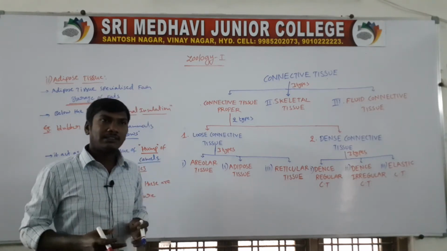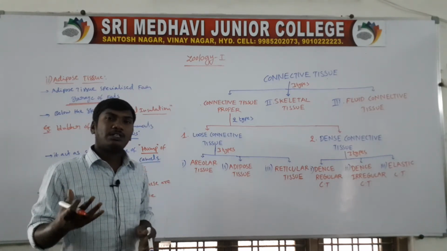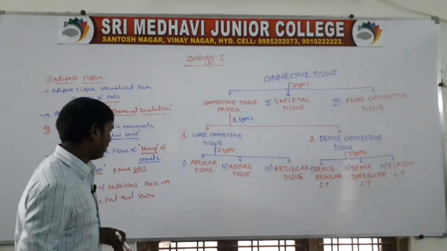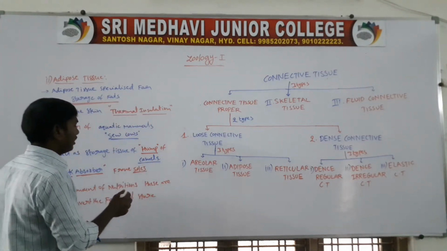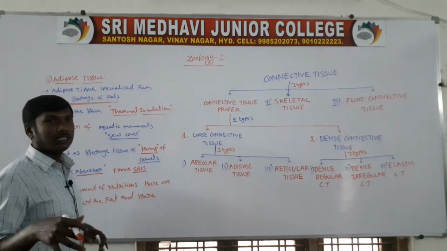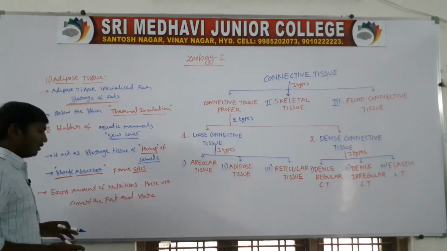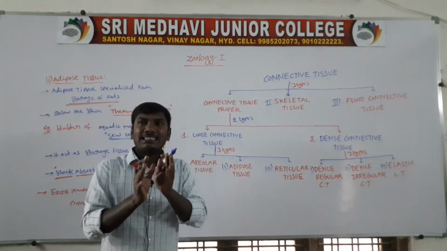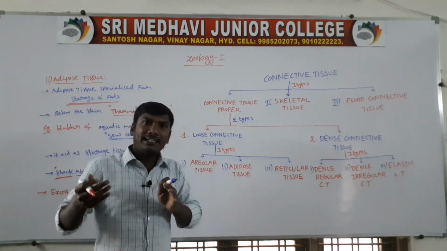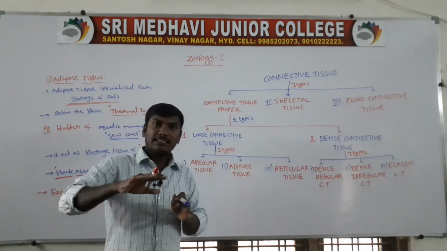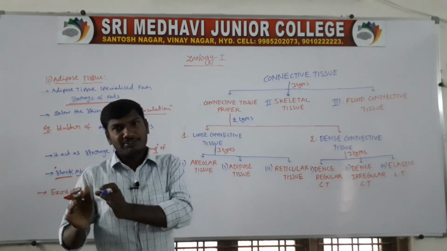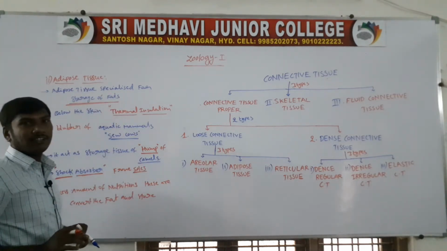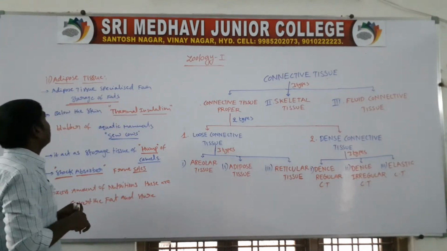Next, other elements function as shock absorbers, such as the flames and soles. Next, these are the adipose tissues. The animals do not use the excess amount of nutrients immediately, so the excess nutrients are converted to fats, and those fats are stored in the adipose tissues.